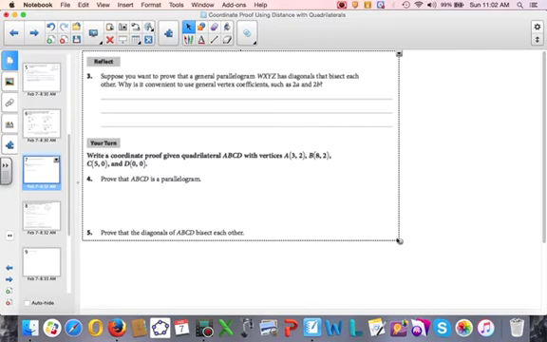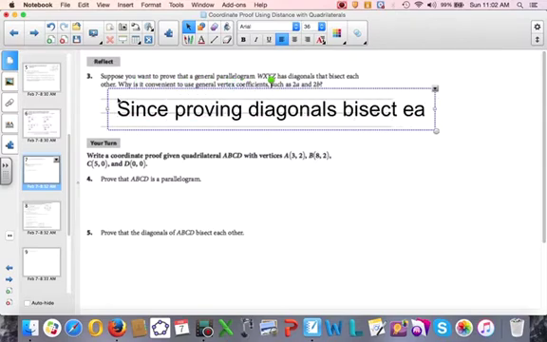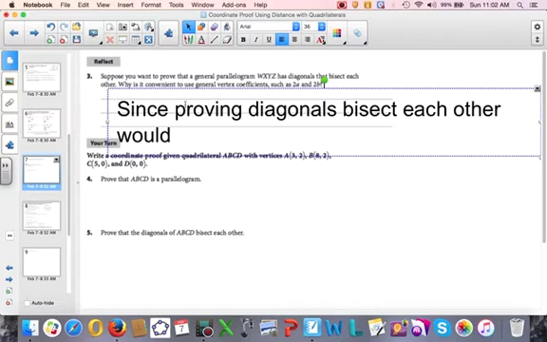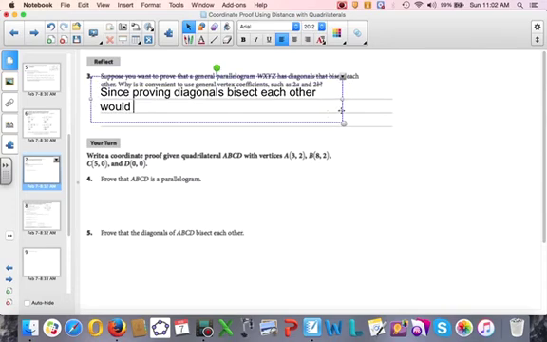Suppose you want to prove that a general parallelogram has diagonals that bisect each other. Why is it convenient to use general vertex coefficients such as 2a and 2b? In order to show that the diagonals are bisecting each other, one of the steps that you're eventually going to take is to find the midpoint. And so, since proving diagonals bisect each other would involve using the midpoint formula.